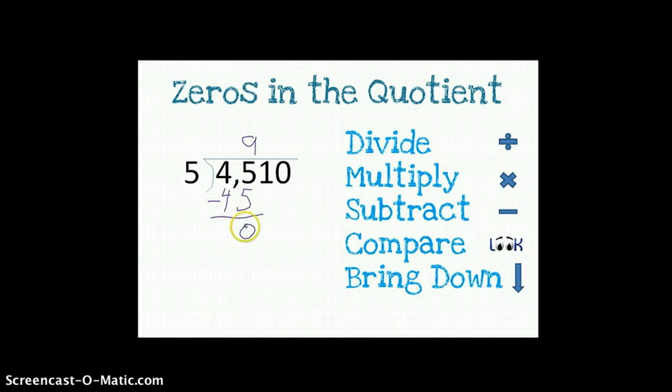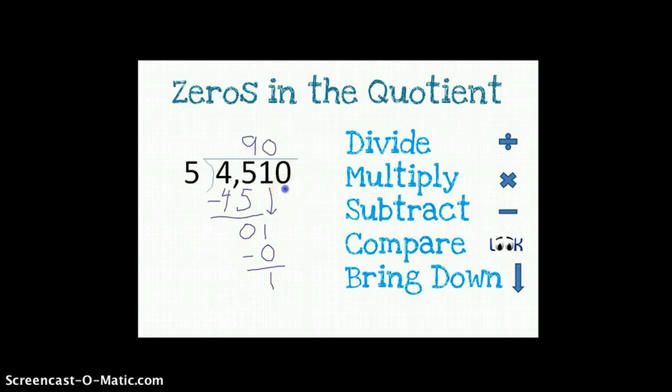Compare. 0 is smaller than 5, so I'm good there. And then bring down. And now here's where things get a little bit different. We have 1. How many times will 5 go into 1? The answer is 0. So I need to write a 0 up here at the top, right above my 1. Then I keep following my rules here. I multiply. 0 times 5 is 0. Subtract. 1 minus 0 is 1. Compare. My 1 is smaller than my 5, so I'm okay.